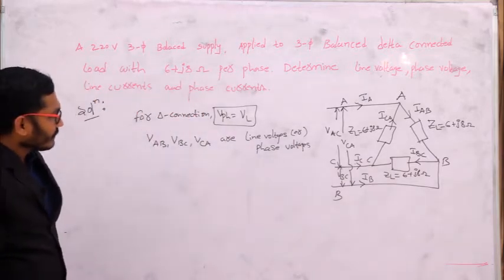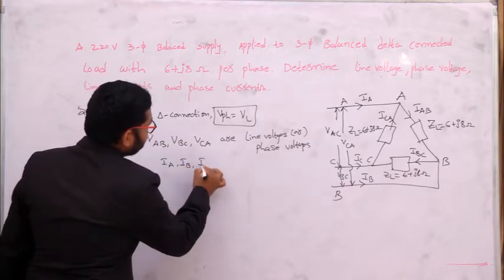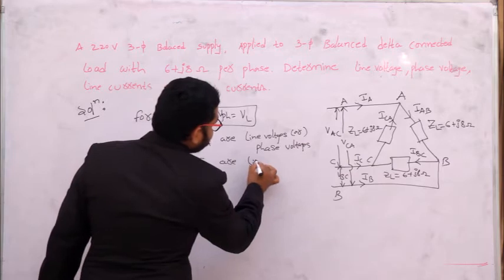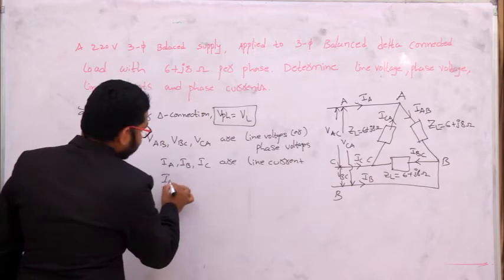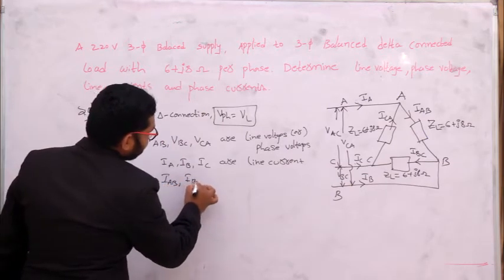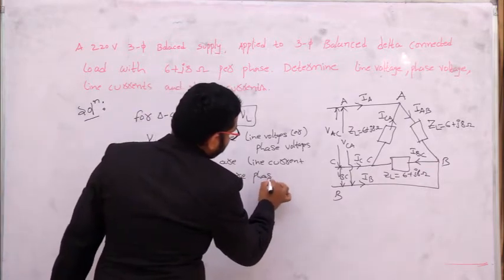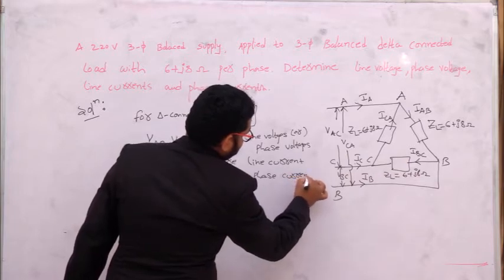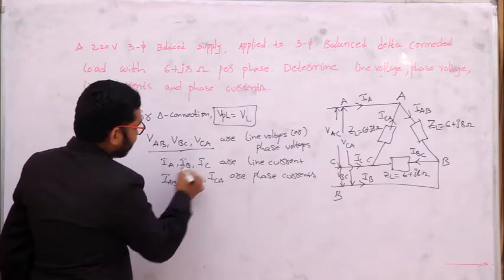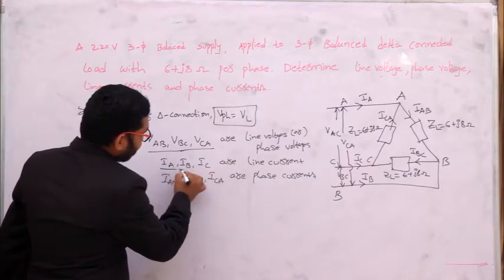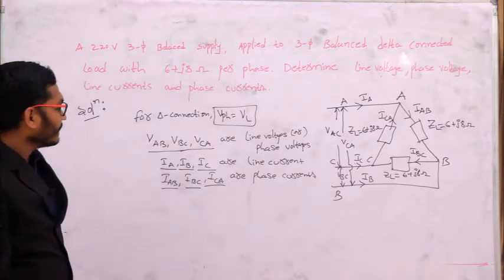IA, IB, IC are line currents, and IAB, IBC, ICA are phase currents. Now we have to find out VAB, VBC, VCA, the line currents IA, IB, IC, and the phase currents IAB, IBC, ICA. These we have to find out.